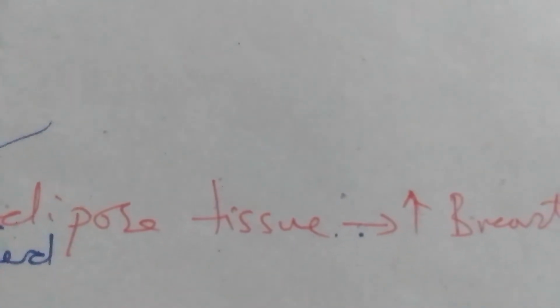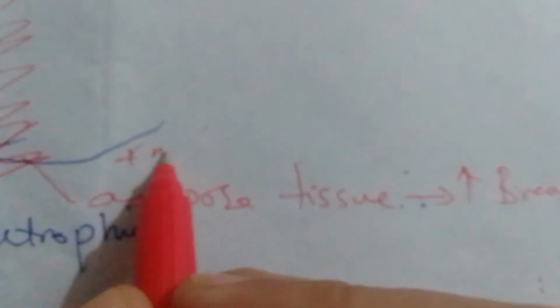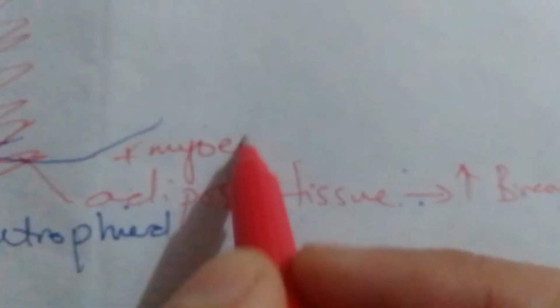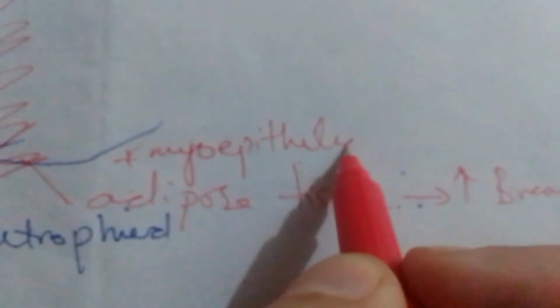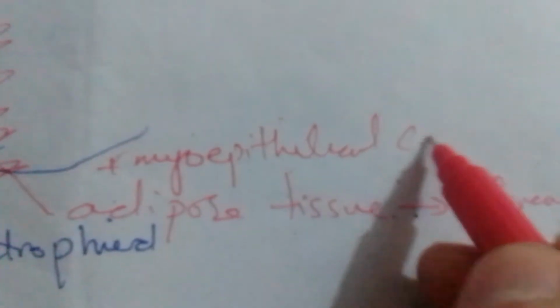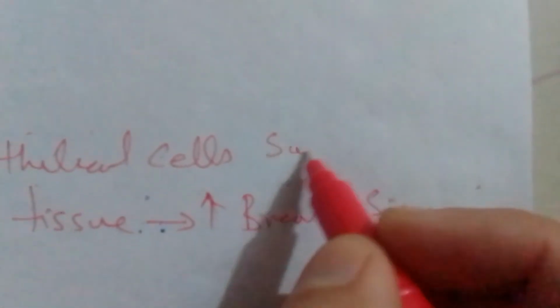Adipose tissues also have myoepithelial cells surrounding these lobules. Myoepithelial cells surrounding these lobules.